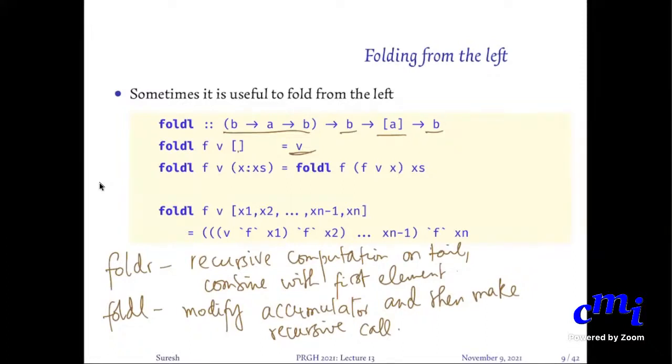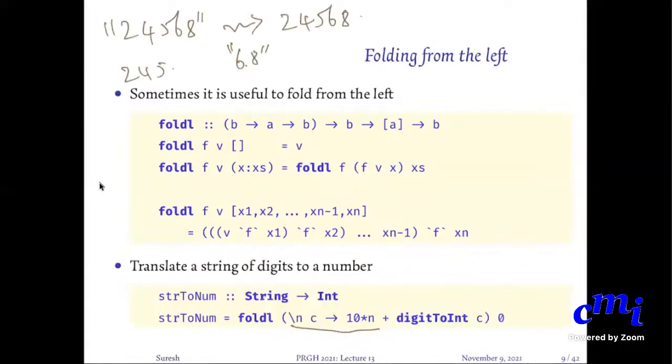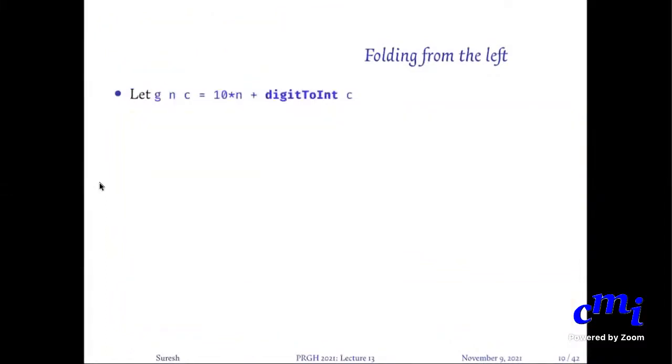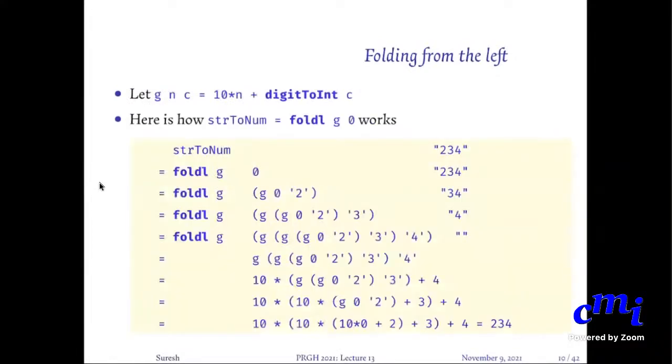So you keep carrying an accumulator around, and that is what this is showing, if you can see. Yeah, this thing. So you modified the accumulator here and then made the recursive call. Fine. So foldR, foldL, we have already spent 2 classes on it, but it's okay. It is good to know these things. And string to num was the standard example, and we saw this example of how string to num actually evaluates.